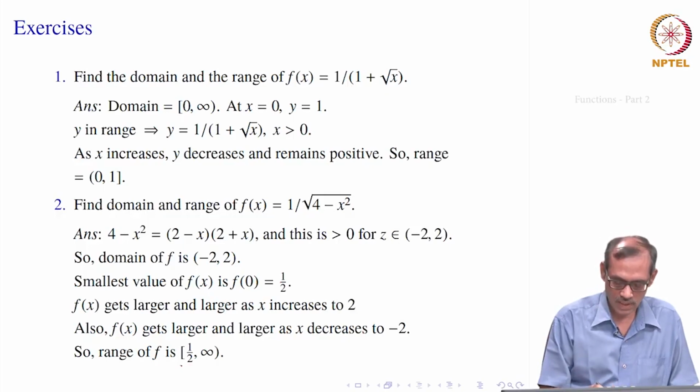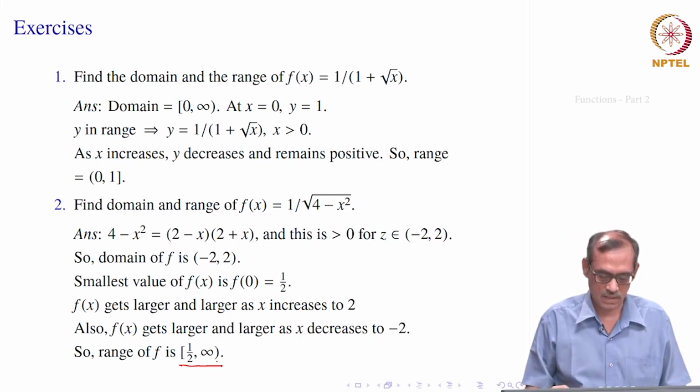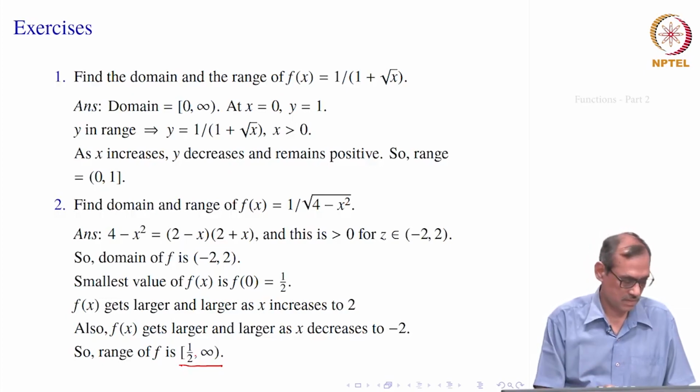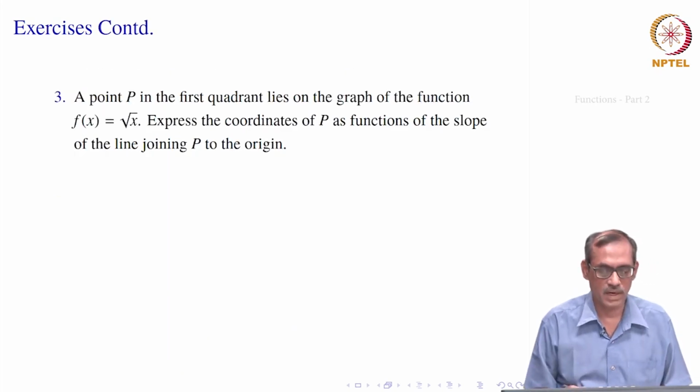So, it has to be half closed, that is, greater than any number bigger than half, and also can be equal to half, because at 0 it is equal to half. Therefore, the range is half to infinity, where half is closed. That is how it would look. Let us check one more example.